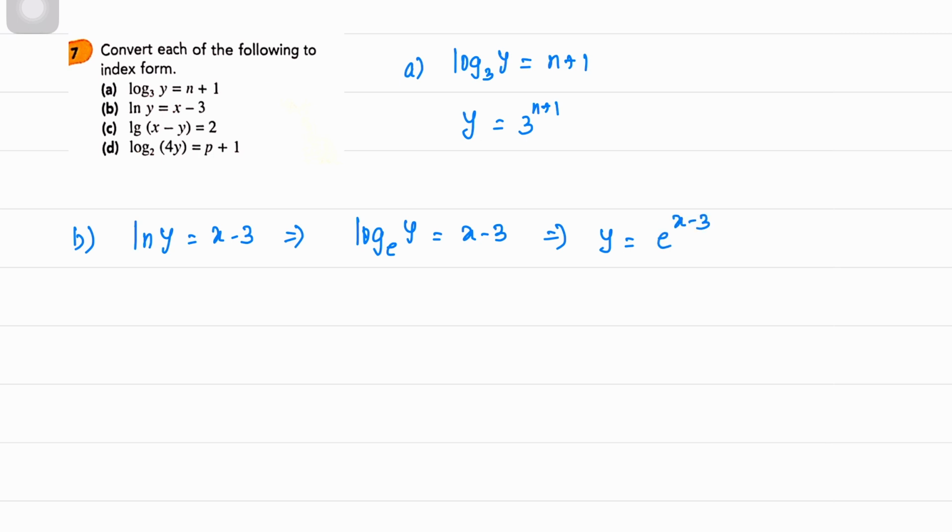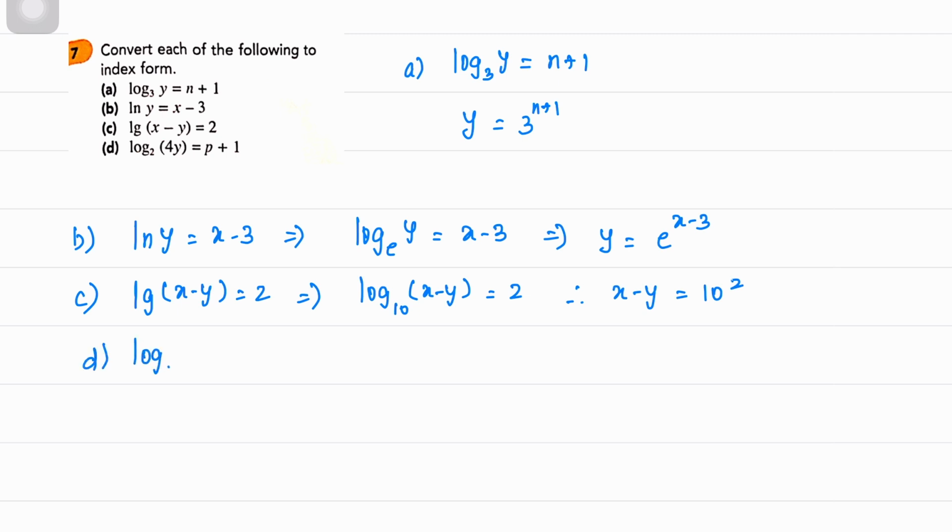Now let's do C. lg of x minus y equals 2, and we know lg represents log base 10. So this can be rewritten as log base 10 of x minus y equals 2. Therefore x minus y equals 10 squared. Now let's do D.